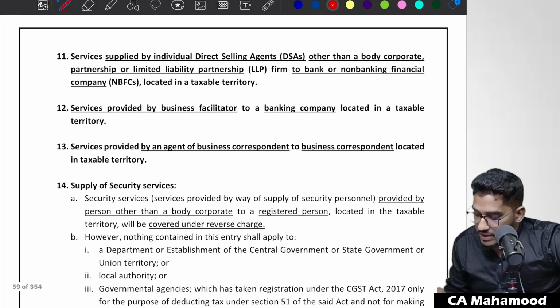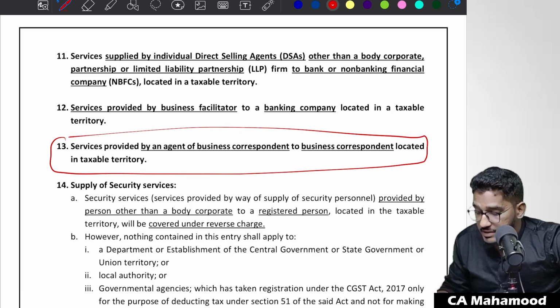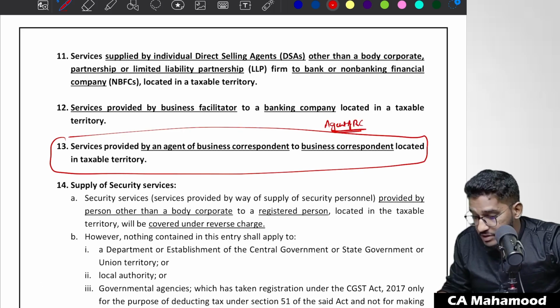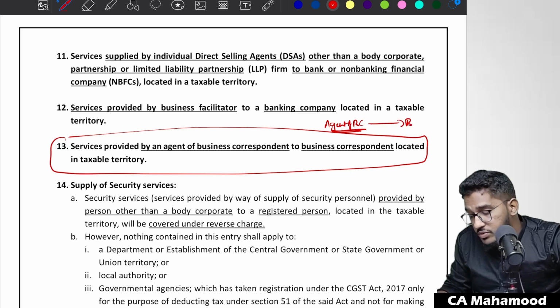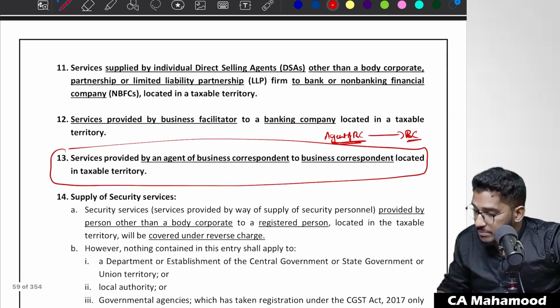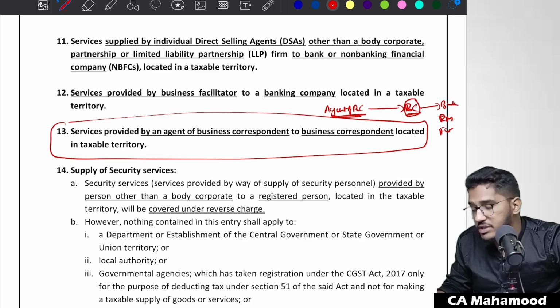So, see, this is what you might have read in the charge of GST, which says if agent of business correspondent provided the services to the business correspondent, this will get covered under reverse charge mechanism. However, if the business correspondent is directly providing the services to the bank or the financial institution, then in that case, those will not get covered under reverse charge mechanism. That will be covered under forward charge mechanism only. If agent of business correspondent provided services to the business correspondent, then it will get covered under reverse charge mechanism.